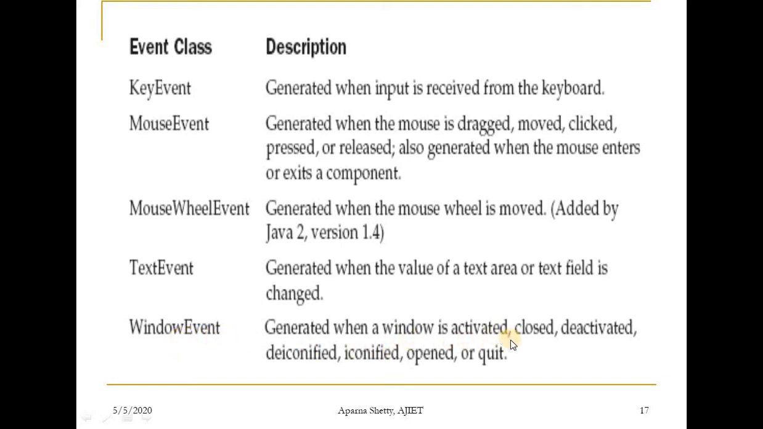Generated when a window is activated, closed, deactivated, de-iconified, iconified, opened or quit. So when you make all these changes to the window, when you activate, close, deactivate, iconify, de-iconify, open or quit, when you perform all these activities with the window, a window event is generated.